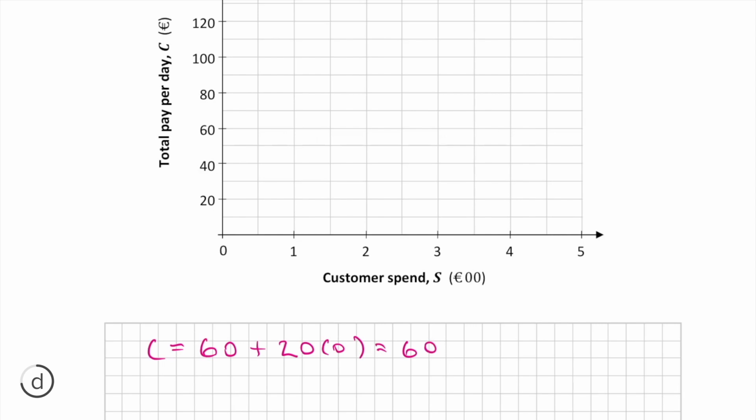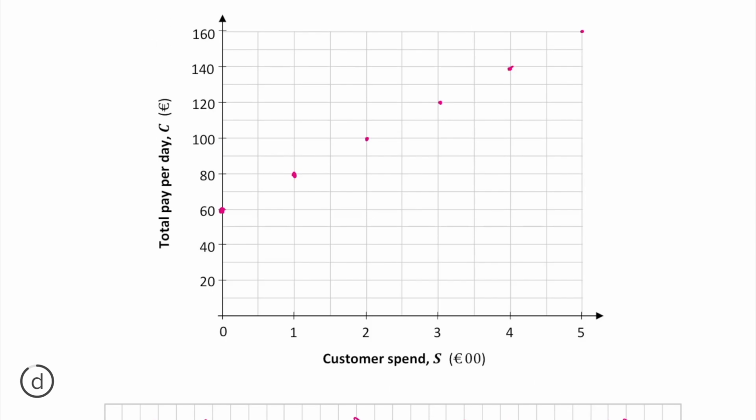So our first point is going to be when S is equal to 0, and in that case we get C is equal to 60. So our first point is (0, 60). Our next point is going to be C is equal to 60 plus 20 times 1, which is 80. So that's the point (1, 80). So C just increases by 20 euro each time, so our points will look like this. Now we just need to connect them together with a straight line. And so finally, this is what your graph should look like.